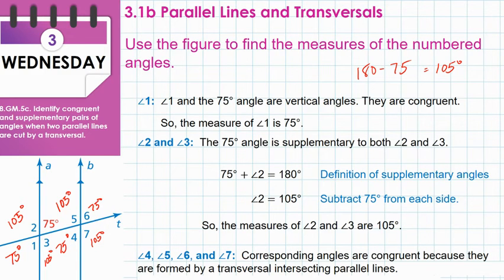Corresponding angles are congruent because they are formed by a transversal intersecting parallel lines. So angles 4 and 6 are both 75 degrees. 5 and 7 are both 105 degrees. And remember, this only works when we have parallel lines cut by a transversal. Two lines cut by a transversal do not result in these relationships if the lines are not parallel.